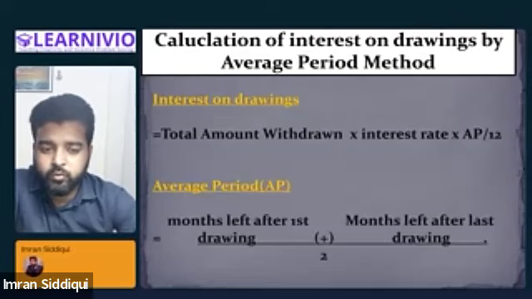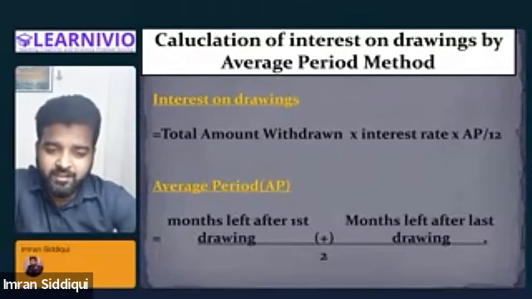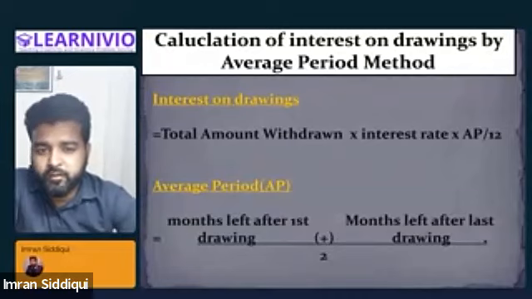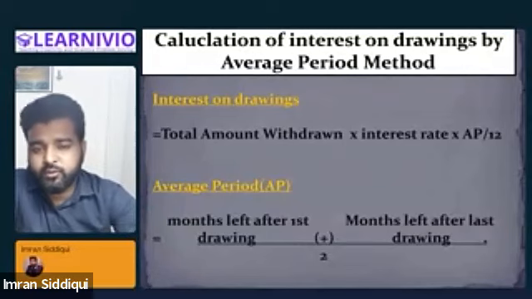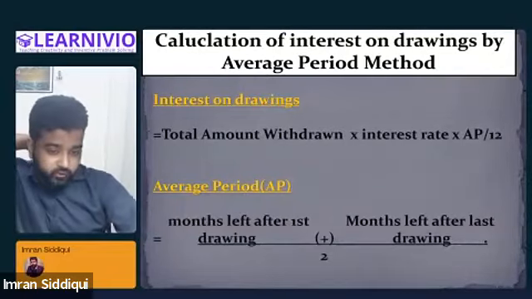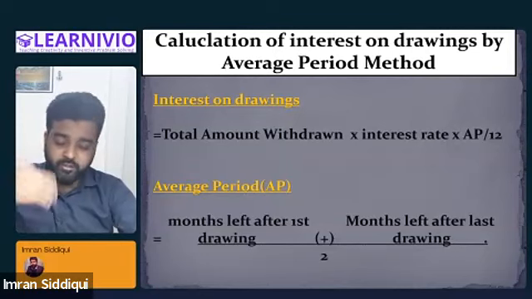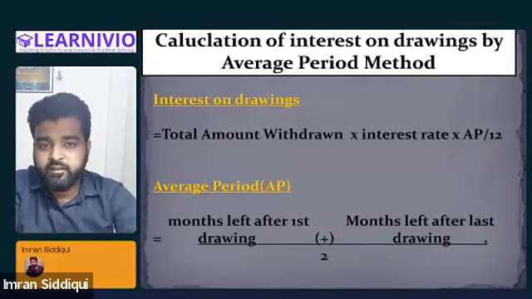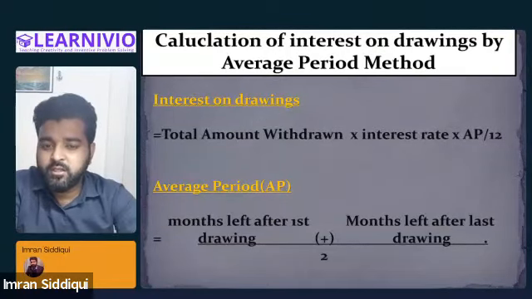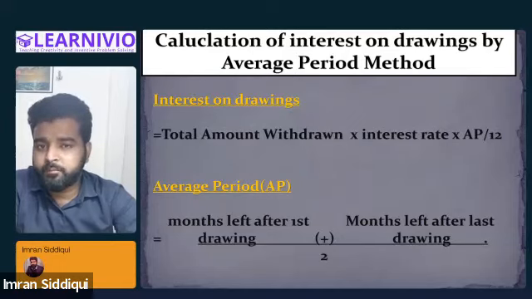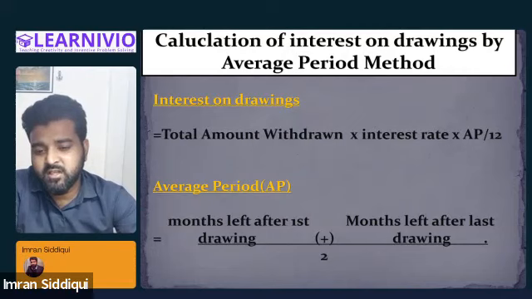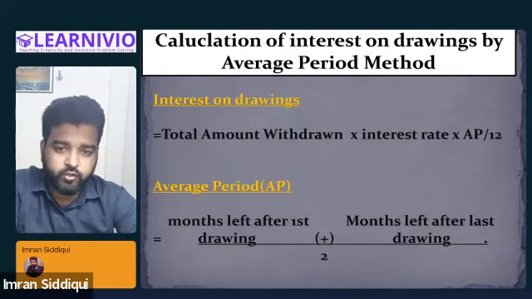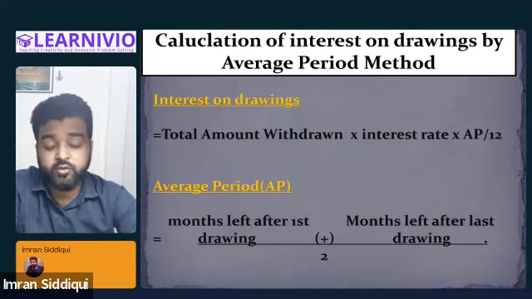Just try to understand that in order to find out the interest on drawing by the average period method, this is the basic formula: total amount drawn into rate of interest into average period divided by 12. But to figure out the average period, we apply a different formula which says months left after first drawing plus months left after the last drawing divided by 2. This is how we'll get the average period for the interest on drawing.